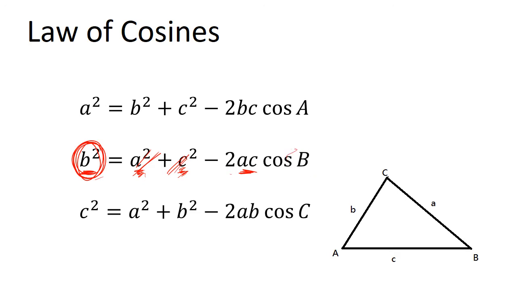So the law of sines and the law of cosines will be very helpful for us, since in determining the resultant vector of two vectors using the triangle law, we are dealing with triangles. So let's move on to the example.